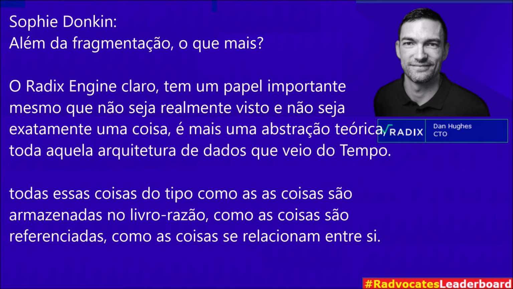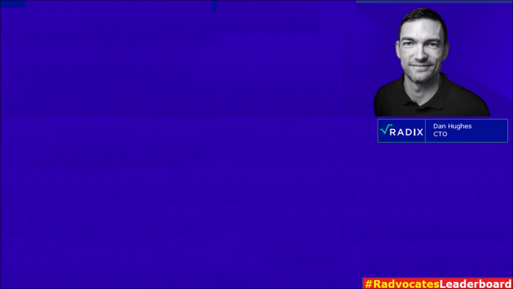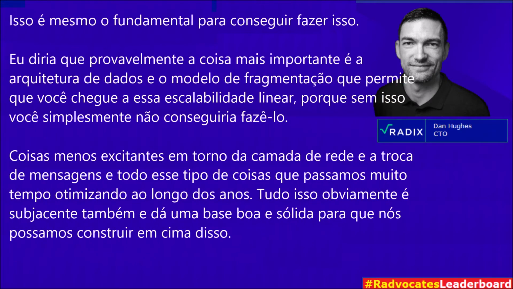Other than sharding, what else is? So the Radix engine, of course, plays a big part, even though it's not seen. And it's not really a thing. It's more of a theoretical, abstract thing. All the kind of data architecture that Tempo brought along, all that stuff on how things are stored to the ledger, how things are referenced, how things associate with each other. That's very key to being able to do this. I would say probably the most important thing is the data architecture.